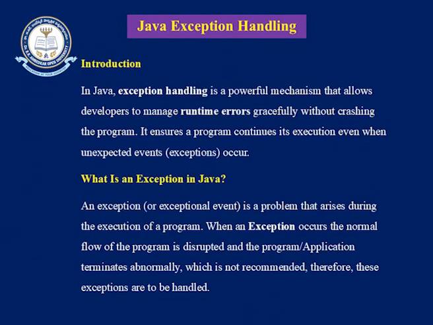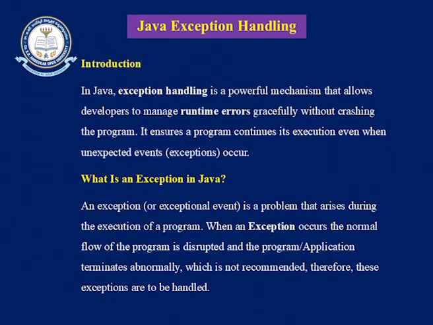Those errors have to be handled without disturbing the program, so that we can execute the remaining program. That is exception handling. So what is an exception in Java? An exception is a problem that occurs during the execution of a program, either at execution or compile time.